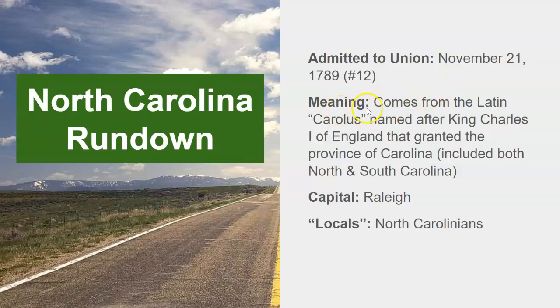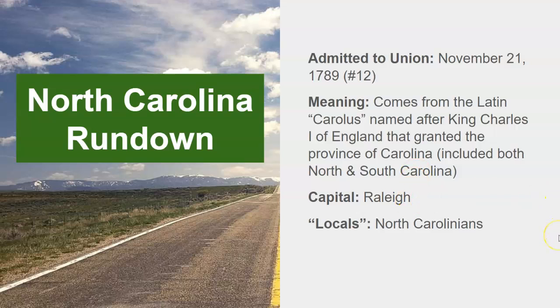The meaning of the state of North Carolina, and you'll see this when we study South Carolina next week, comes from the Latin for Charles, which is the name after King Charles I of England. And he is the one who granted the province of Carolina. So just know Carolina was one massive state. And you're going to see some differences. We're going to see cultural and history differences between North and South Carolina, which kind of started the division between the two. Capital city is Raleigh.